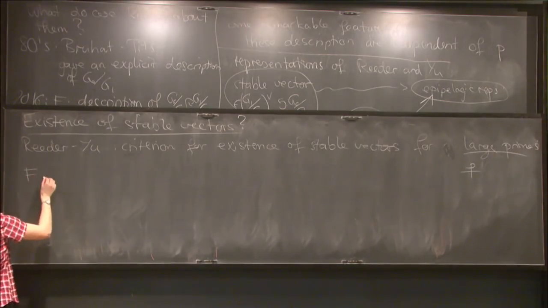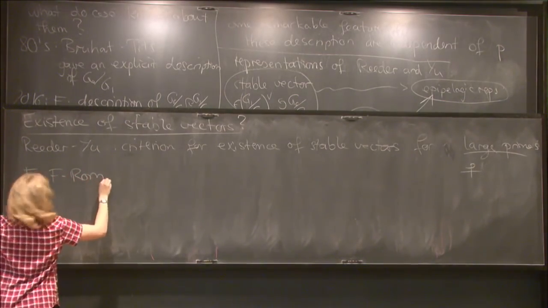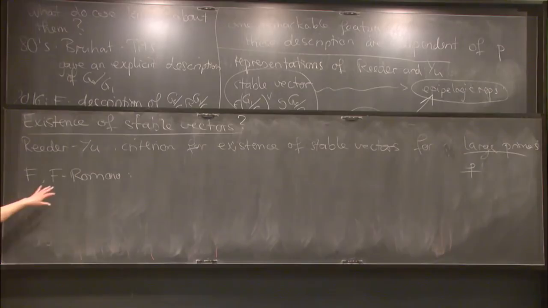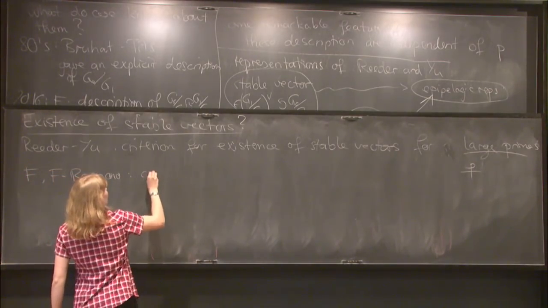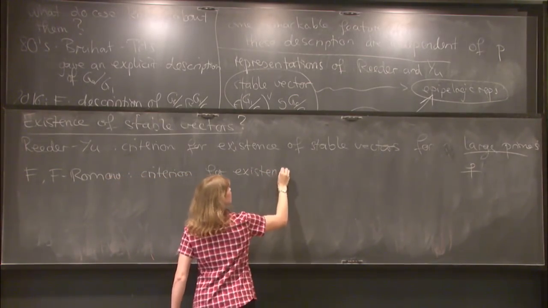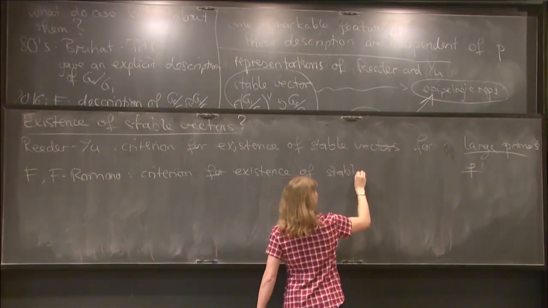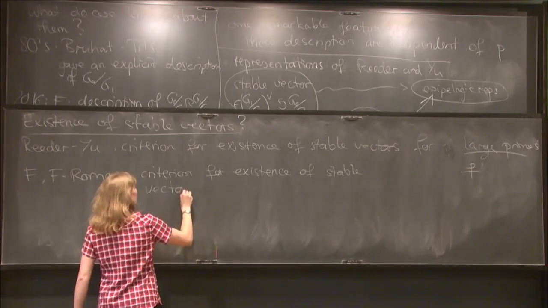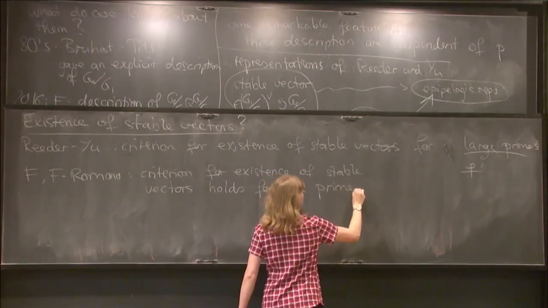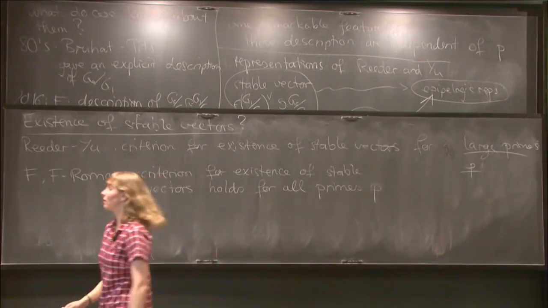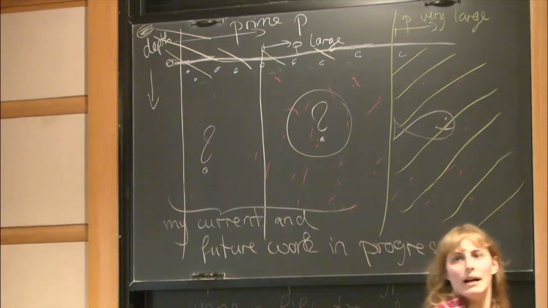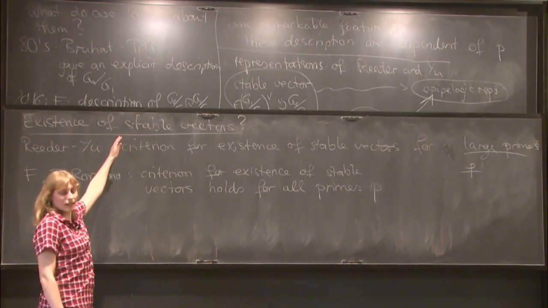Nevertheless, partially, as I mentioned above, partially in a joint paper with Beth Romano, so this special case was treated jointly, we showed that the criterion for the existence of stable vectors holds for all primes p. In particular, for the small primes, we have these blue dots now, and we reach the small zone. As I said, the proof didn't work, so we had to do something else.